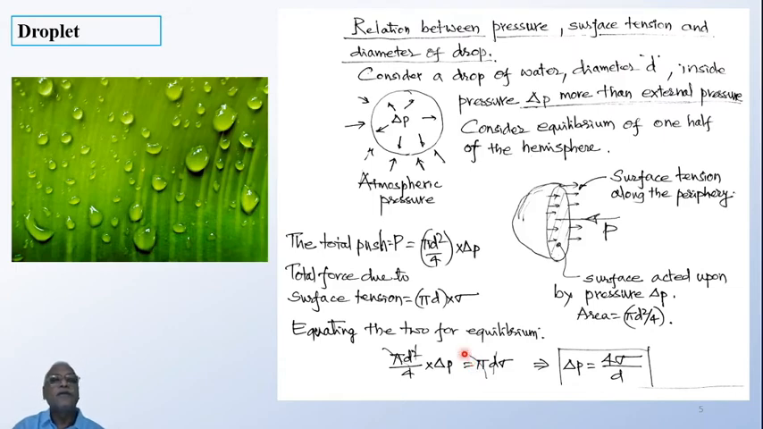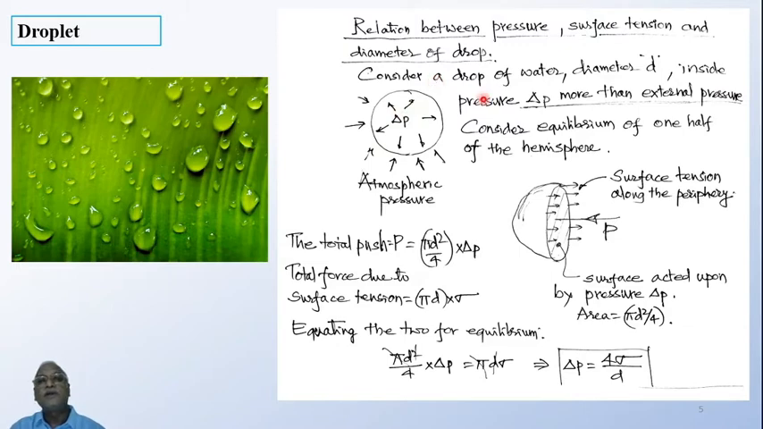Okay, in this we'll try to study the relation between pressure, surface tension and diameter of the drop. Whenever a drop is formed, it will have some additional pressure more than the atmospheric pressure. That extra pressure we will represent as delta P, because outside there is atmospheric pressure, inside there will be pressure slightly larger, and that difference of pressure will be represented as delta P.